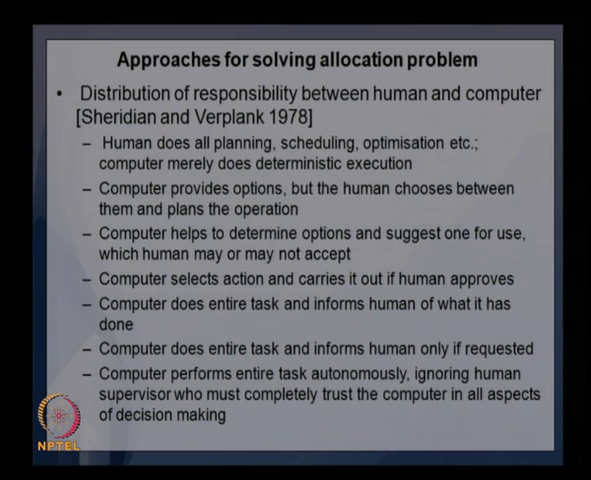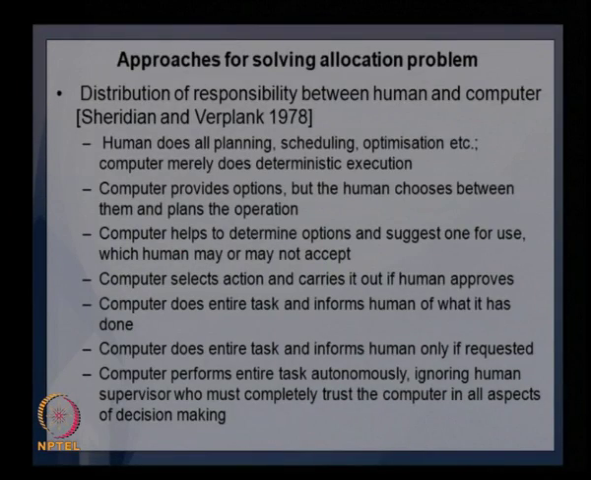The next one is the computer does the entire task and informs the human only if requested. So, this again is top level autonomy. The computer does most of the work. It identifies all the options, it identifies the work to be done, and it carries out the work, and it informs only if asked by the human operator. So, if the human operator is not interested in knowing what is happening or what decision is taken, it will not even tell the operator, it keeps going on with its actions.